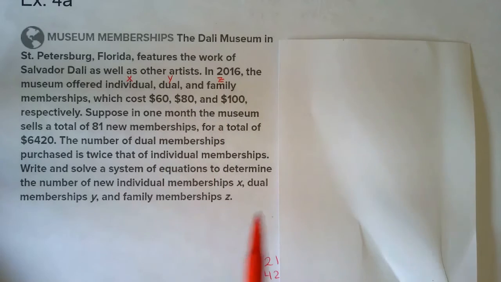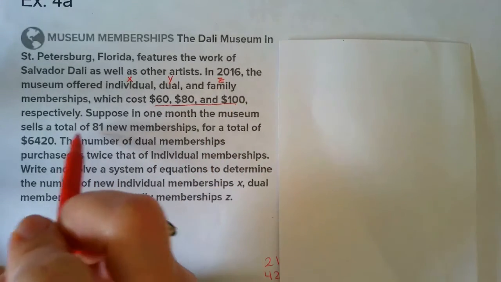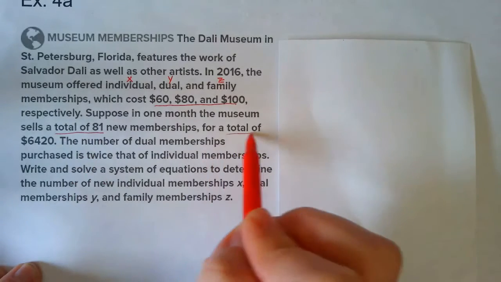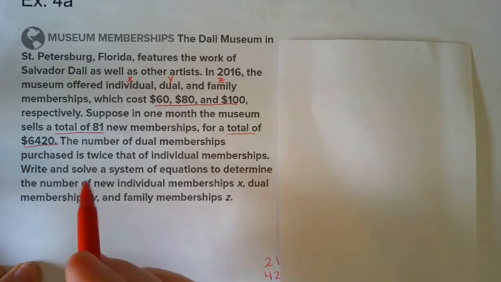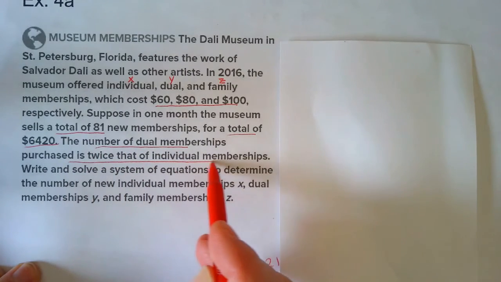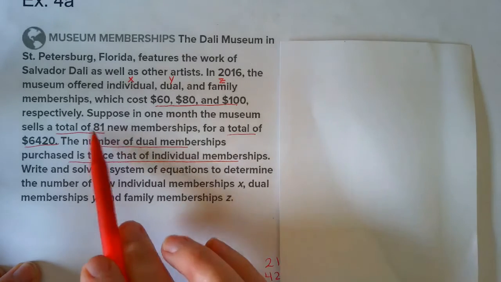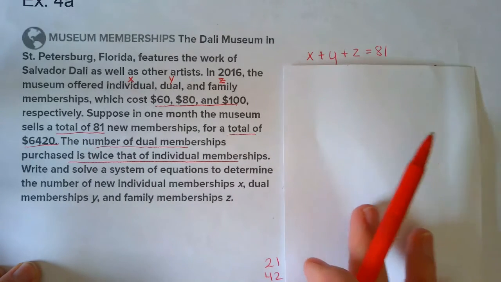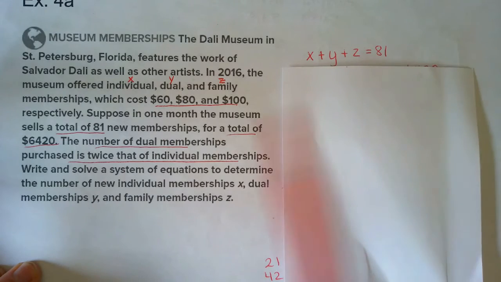So the first thing I'm doing is looking for important information. So that's important. I also notice we've got some totals in here, and those are big cues. Then I also noticed this one down here: dual memberships is twice that of individual memberships. So first thing I'm going to do is take my total. I have a total of 81. That's going to go at the end. This 81 is my number of memberships.